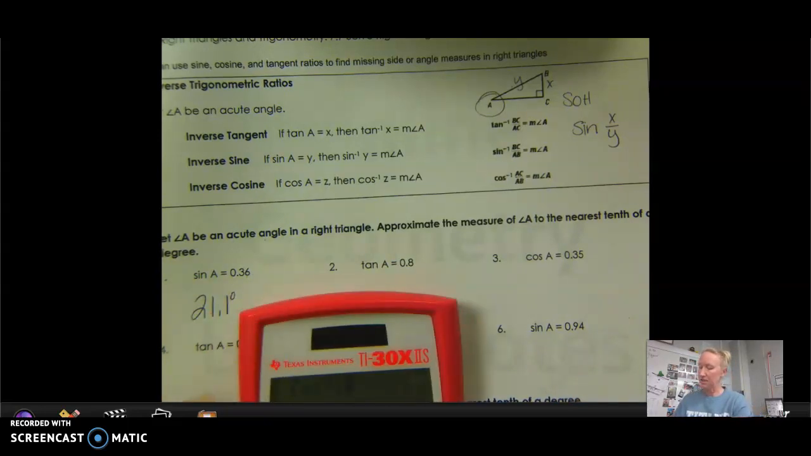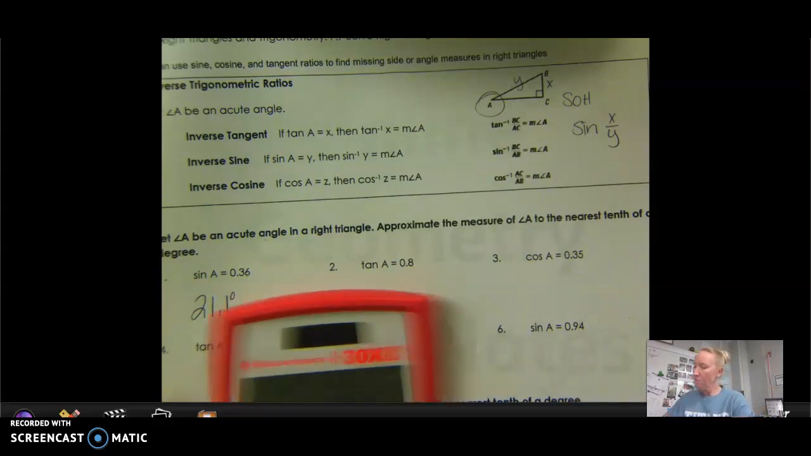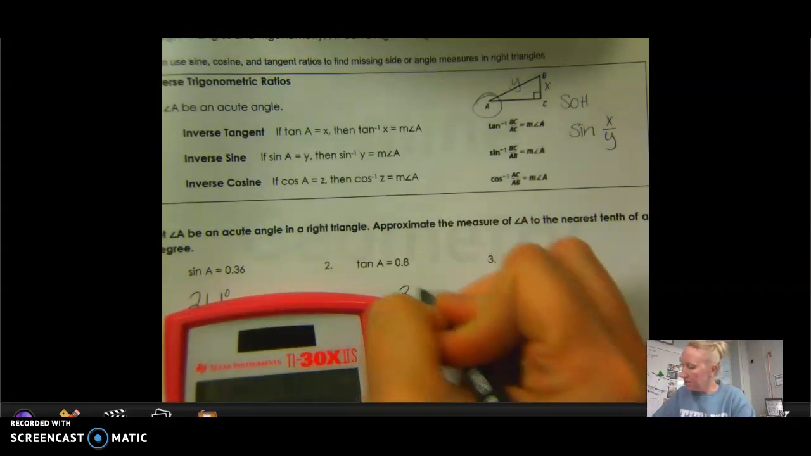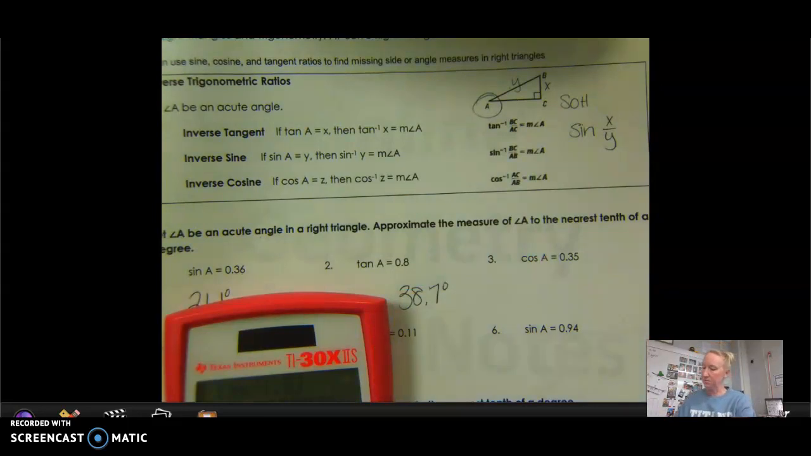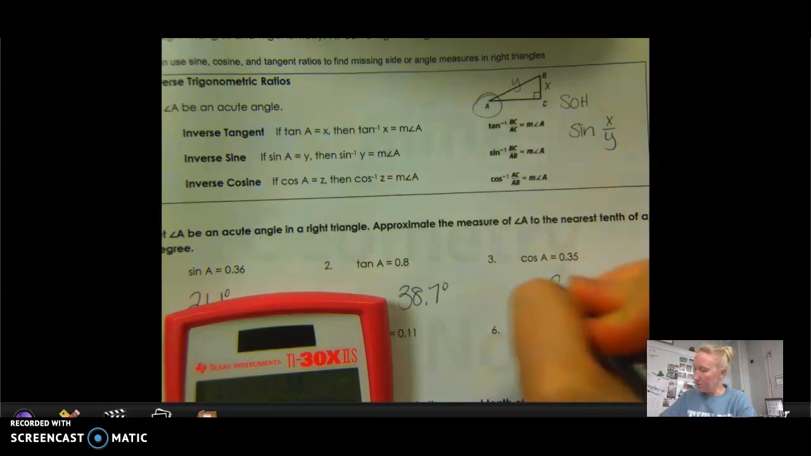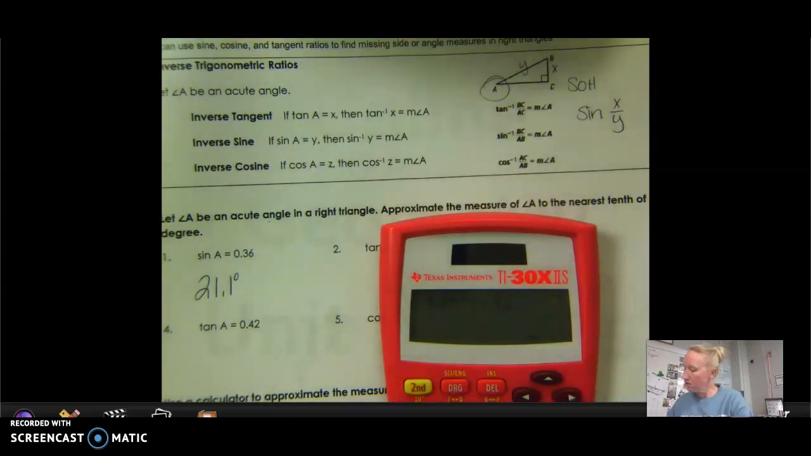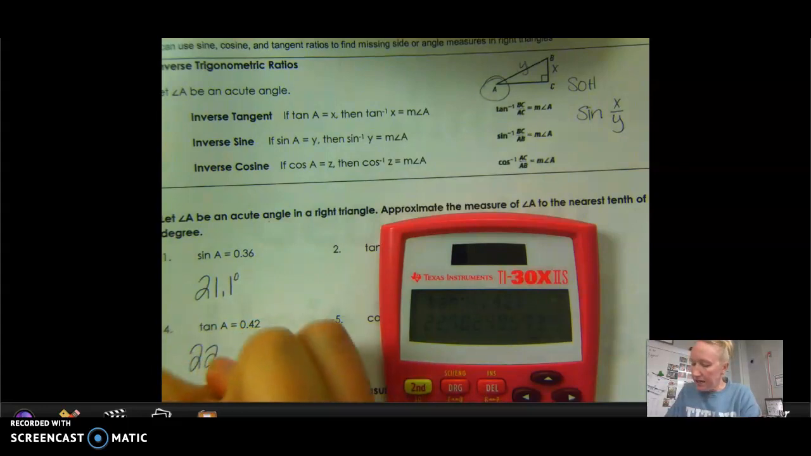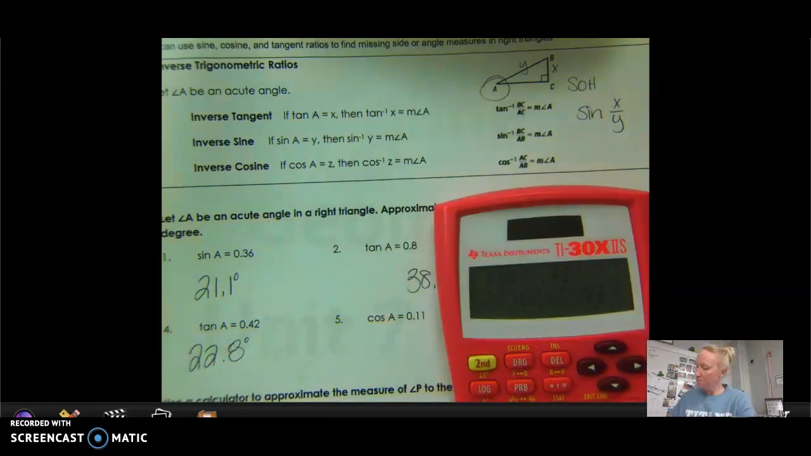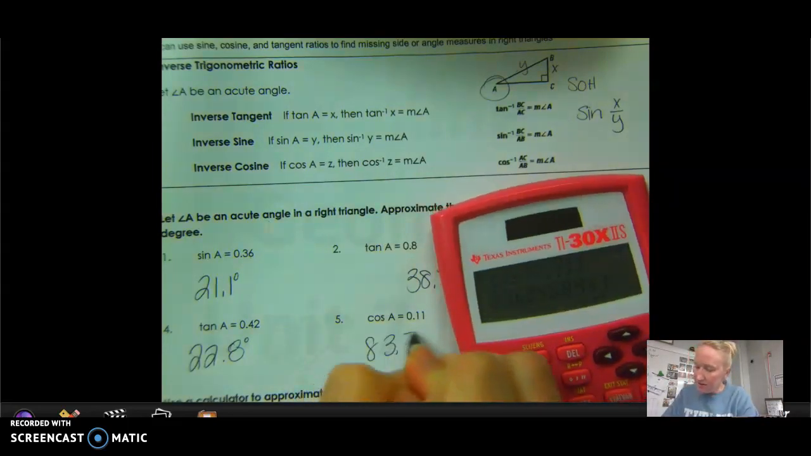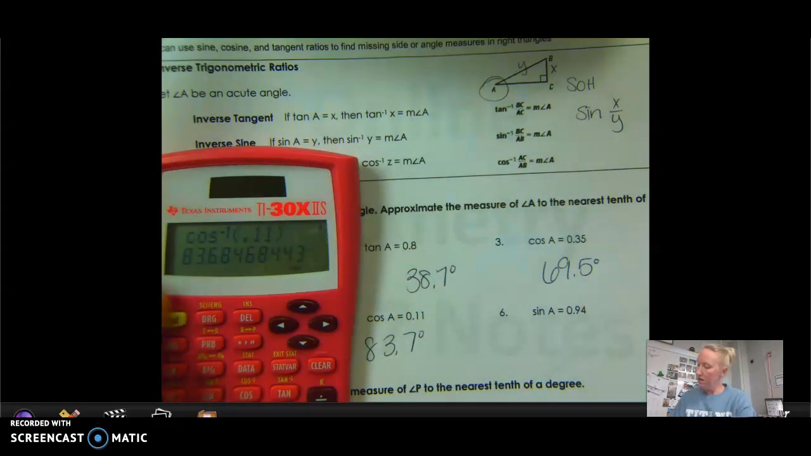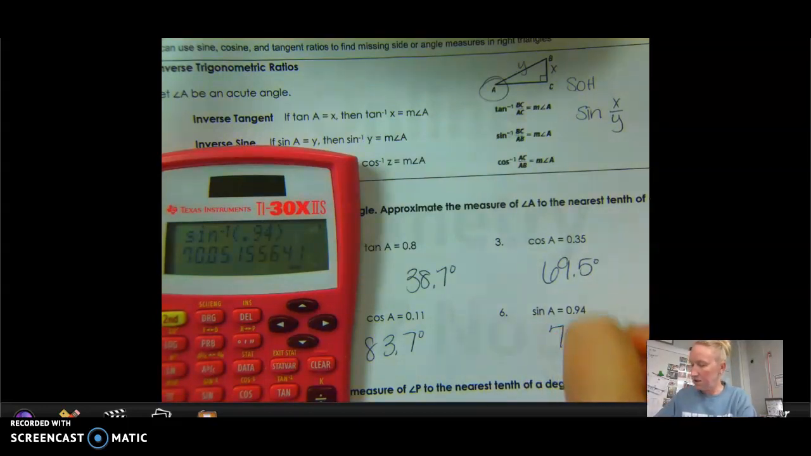So this one's just inverse tangent of 0.8. So that's 38.7 degrees. So round to the nearest tenth appropriately and correctly. Inverse cosine of 0.35. That's 69.5 degrees. Inverse tangent of 0.42, 22.8 degrees. Inverse cosine of 0.11, 83.7 degrees. And then one more, inverse sine of 0.94, that is 70.1 degrees.